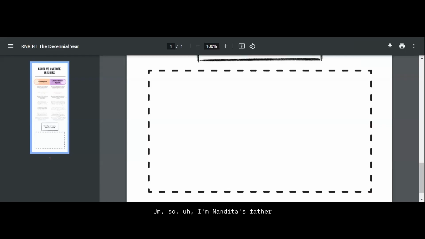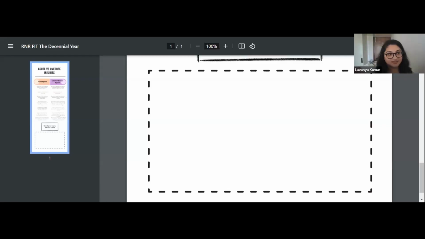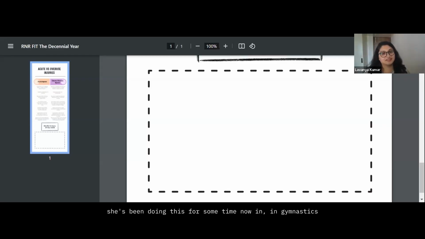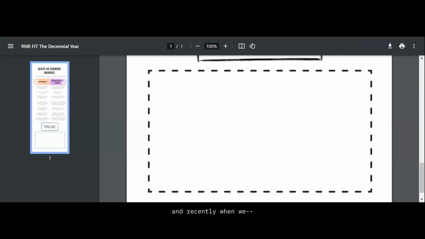I'm Nantita's father. She's been doing gymnastics for some time now. Recently, when she changed from level 1A to 1B, there was some intense training happening. We noticed some muscle soreness which was prolonged. Usually it happens only for a day, but last time it lasted like 2 days or so, and she had to miss school because she was not able to move around.